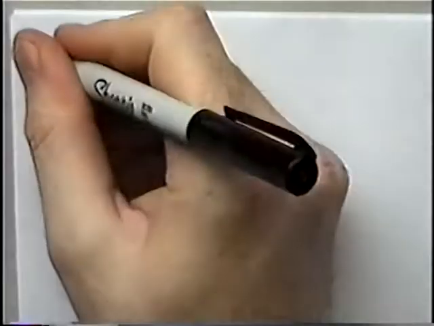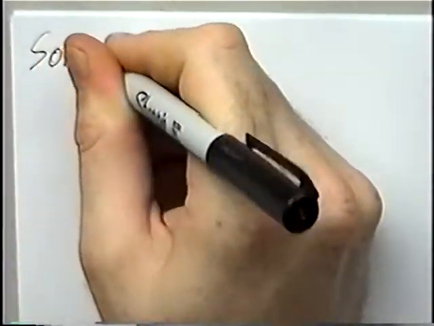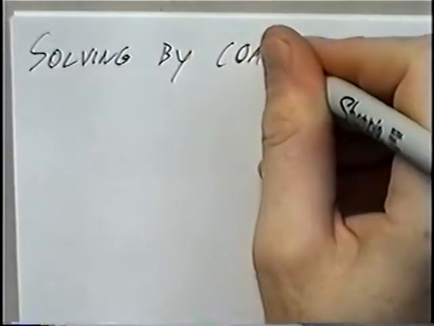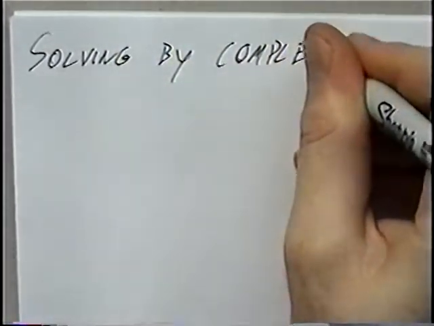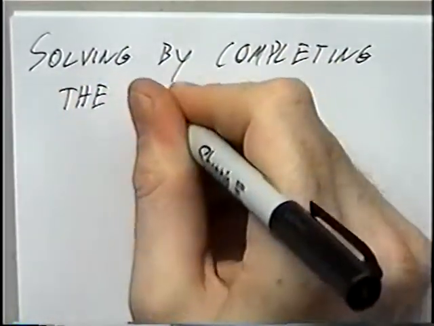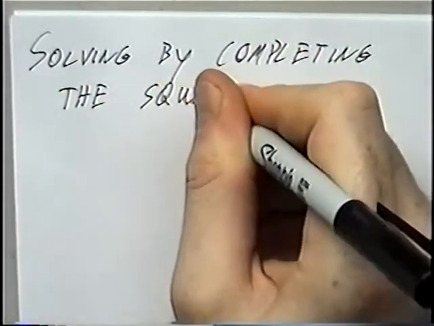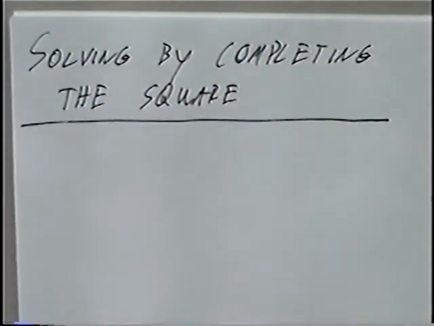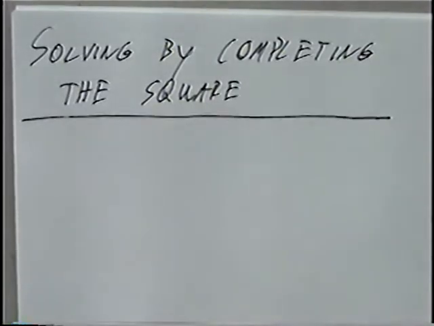Title of the last section today is Solving by completing the square. In this section, we'll solve equations by completing the square, which is a factoring technique.